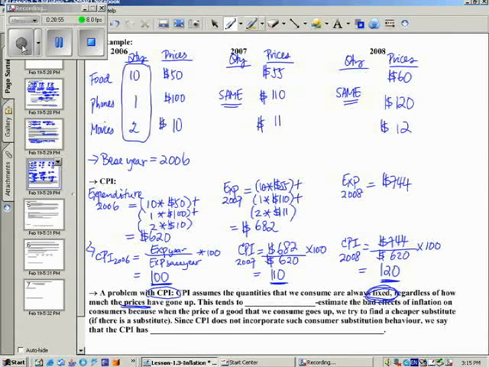This in reality is maybe not 100% true, because when movies become more expensive, chances are we go from watching 2 movies to 1, or we try to actually find a cheaper substitute, go for DVDs or go for a walk in the park for entertainment. As a result, the consumer price index does not actually incorporate consumers being smart and trying to find cheaper substitutes.